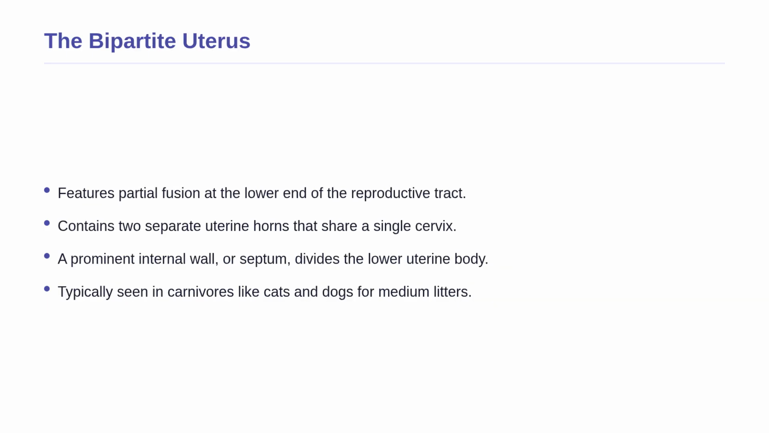Moving slightly along the spectrum of fusion, we find the bipartite uterus. Here, the two separate uterine horns share a single cervix, indicating that some fusion has occurred at the lower end. However, a prominent internal wall, known as a septum, still divides the lower body of the uterus. This structure provides a balance, allowing for multiple offspring while beginning to consolidate the reproductive tract. The bipartite uterus is typically seen in carnivores, such as cats and dogs, which usually give birth to medium-sized litters.